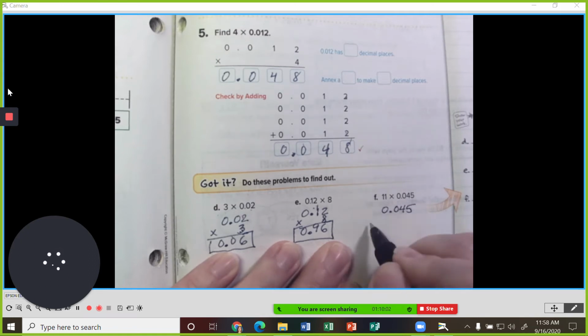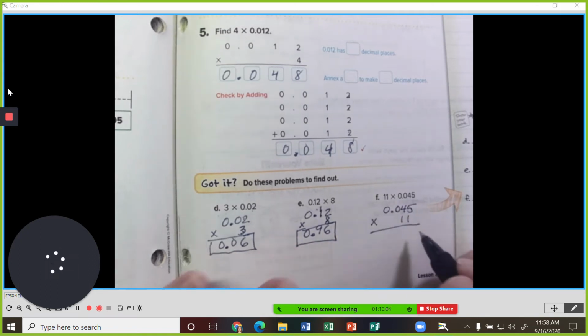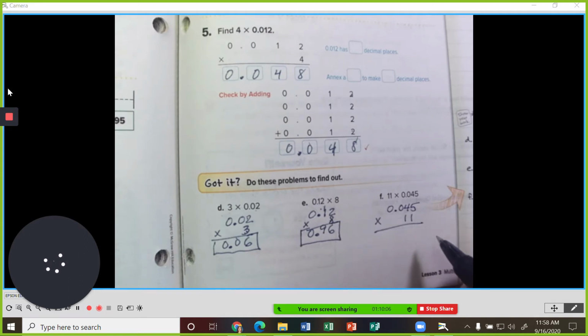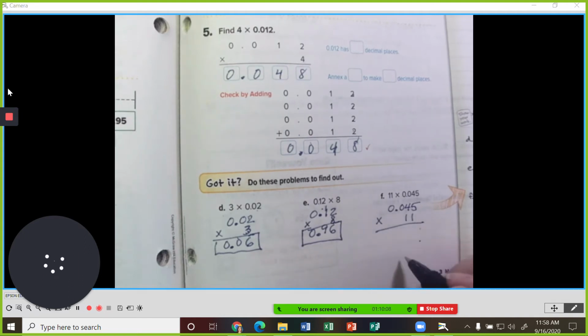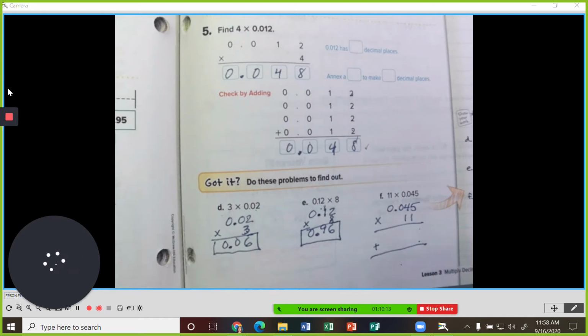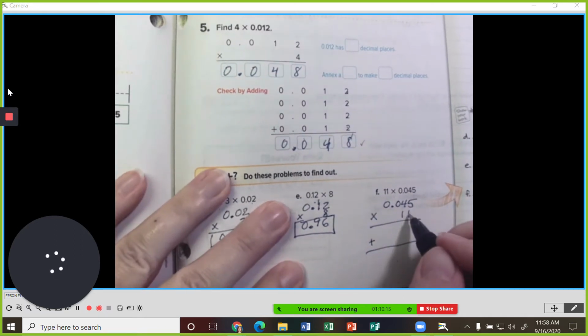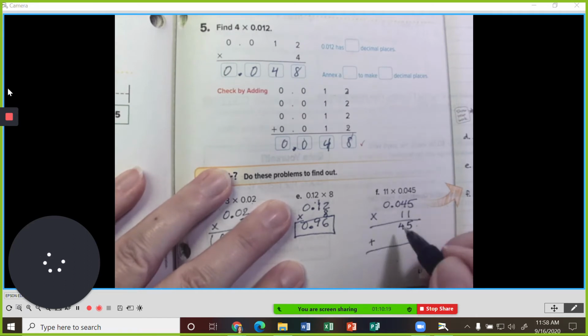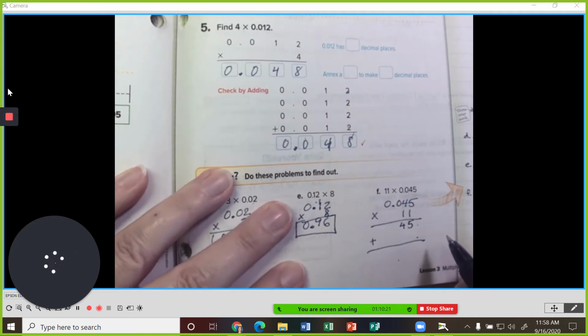0.045 times 11. Now this one we have 2 rows of multiplication. So we're going to have 2 things here. We'll add them up and then we'll get our answer here. Okay, so we have 2 rows of multiplication. 1 times 5 is 5. 1 times 4 is 4. I don't need to do the zeros. You can if you like to, though.